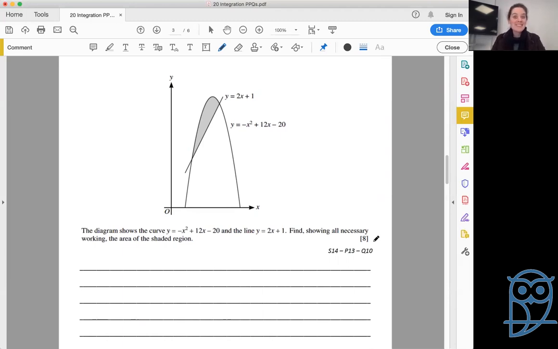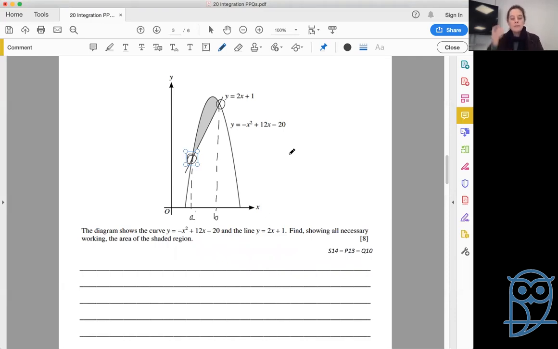Moving on to something slightly different, looking now at an area calculation. So here we have a diagram showing a curve, an unhappy quadratic, and a straight line. Find, showing all necessary working, the area of the shaded region. If you do not show all your working, you can lose marks for these very quickly. We have two intersections here, this one and this one. So we're going to need to know where those are, because that's our limits, A and B, for our integration.